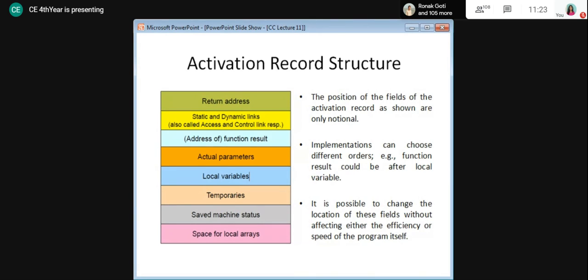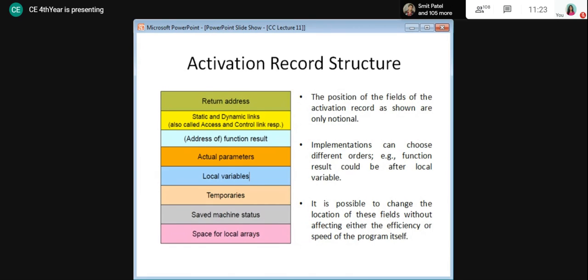space for local arrays. Now these positions that are shown in this diagram are only notional, meaning for different implementations the ordering of all these fields may be different. For example, the function result could be after the local variables. So immediately after the static and dynamic links, we may have the actual parameters, the local variables and the function result. That may be possible.